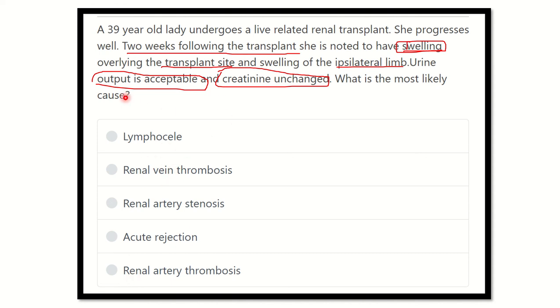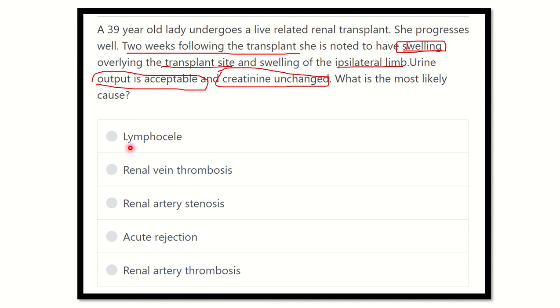So looking at the options, urine output is acceptable. That means the renal vein, renal artery and kidney are all okay. As all are okay, urine formation is normal, and there is no obstruction in urinary flow, such as in the ureter, urinary bladder and urethra. All the excretory channels are okay. So renal artery thrombosis will not be the answer. Renal vein and renal artery thrombosis would not be the options, as the urine output is okay and creatinine normal. So the kidney and the excretory system are quite okay.